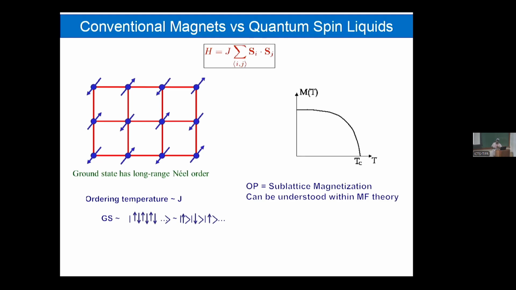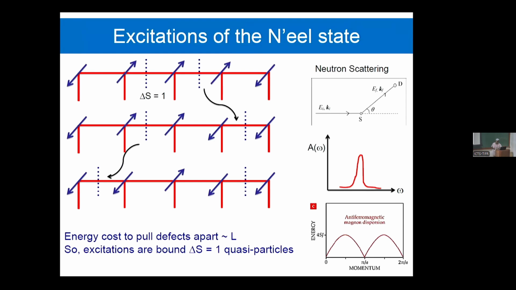Now, if I create an excitation in this ground state, I have a delta S equals 1 excitation. But this cannot be fractionalized. If I try to move the grain boundaries apart, as I try to here by flipping spins, we can see that the energy cost to pull the defects apart grows as the separation between these grain boundaries, and therefore it is energetically not feasible. So this excitation that I have created cannot be broken into parts.